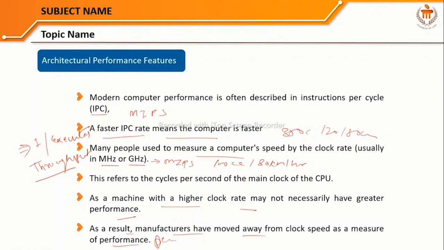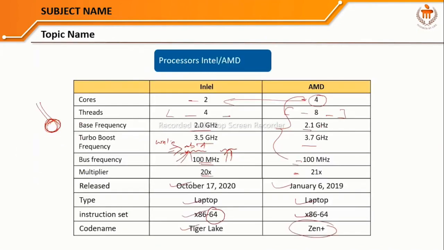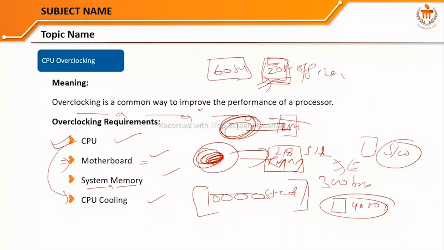And architectural performance, here we have said instructions per cycle, and instructions per cycle work on the MIPS, and how we can calculate the MIPS by the megahertz and gigahertz. So all these things we have discussed in this. And here we have discussed the live processors, Intel and AMD, and we have also discussed the two types of Intel processor, 8086 and 8088. We have also discussed the overclocking of the system.